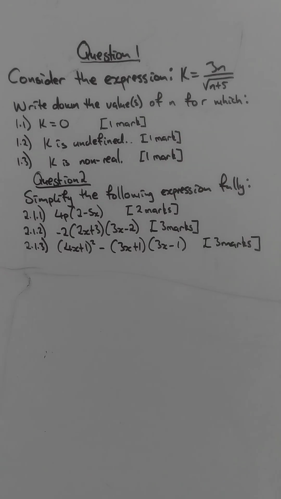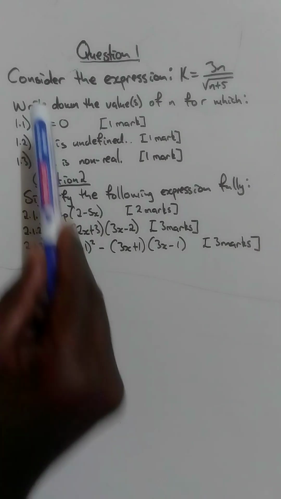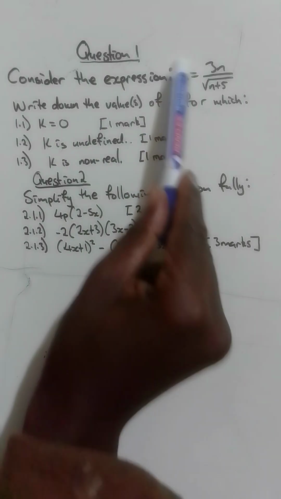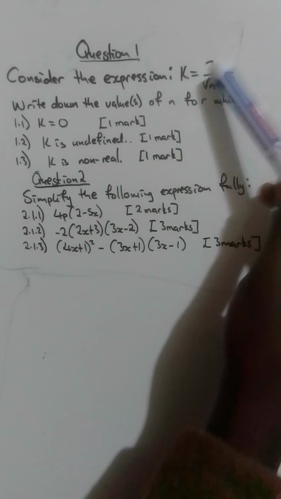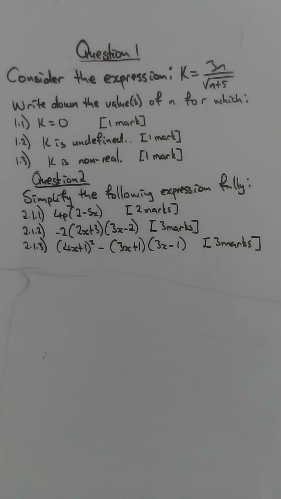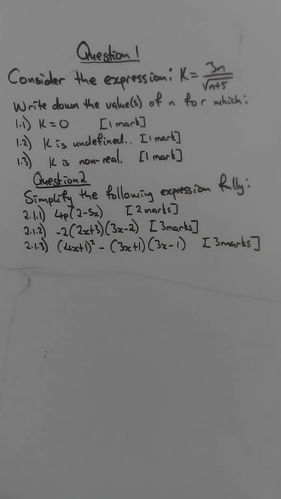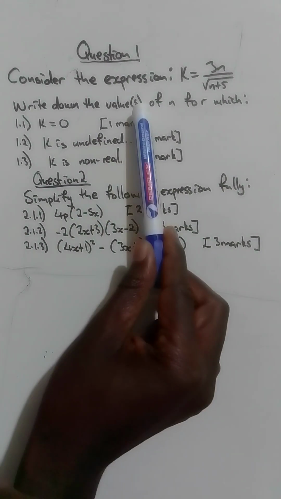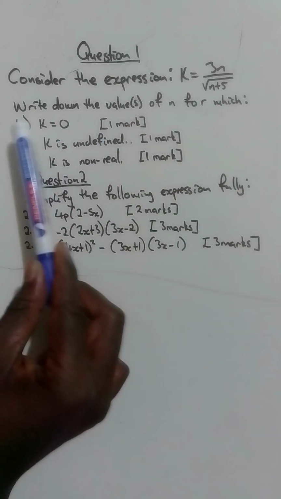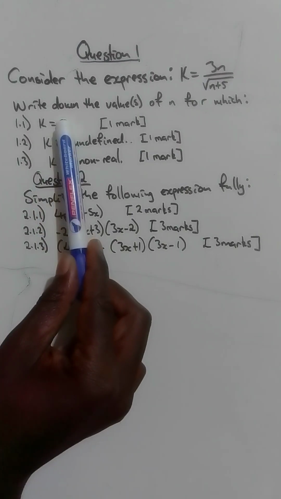All right, this is a past exam paper from KZN, which was written in June, paper 1. So, question 1 read as follows. Consider the expression k equals 3n over the square root of n over n plus 5. Now they say, write down the value or values of n for which, number 1, k is equal to 0.